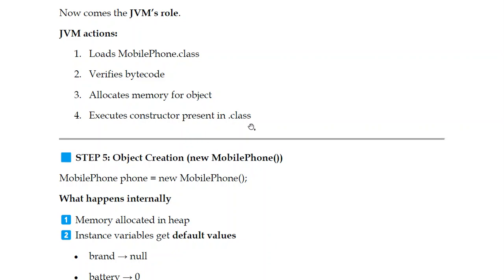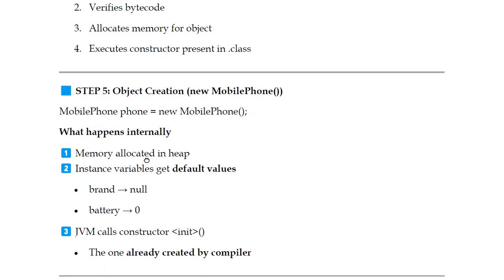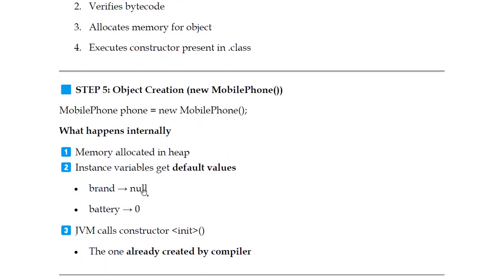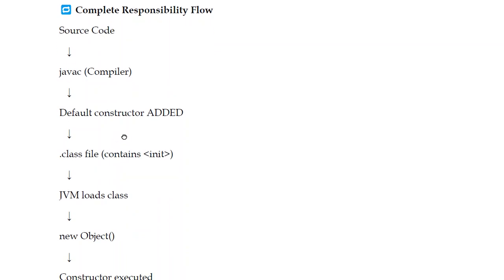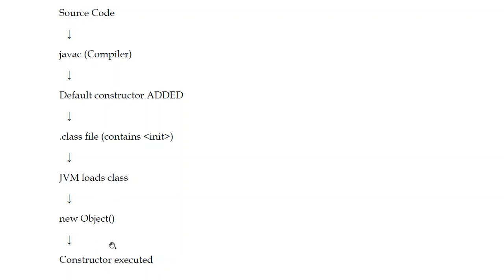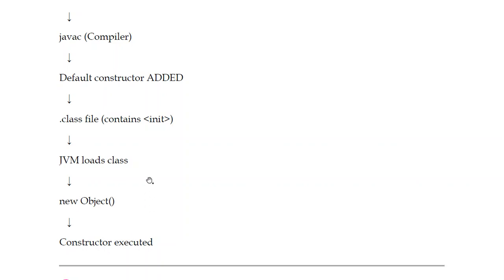After that, the generated bytecode dot class file will be loaded and verified, memory allocated for the object, and the constructor present in the class executed. Internally, memory is allocated in the heap memory, and instance variables get default values. The JVM calls the constructor already created by the compiler. So the flow is: source code, Java compilation, default constructor added, dot class file provided to the JVM, class loaded, new object created, constructor executed.